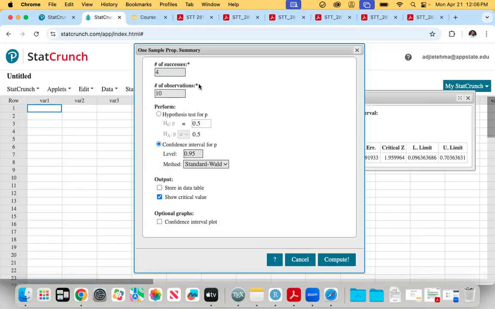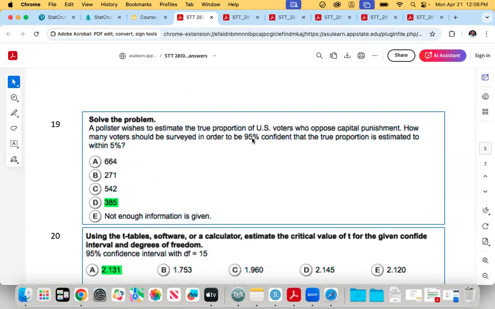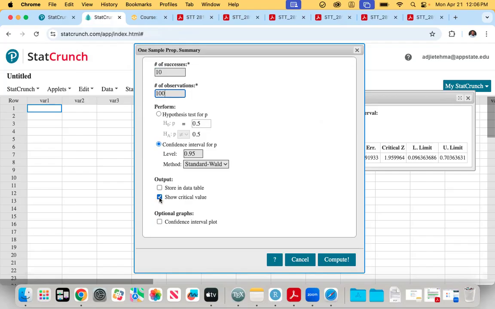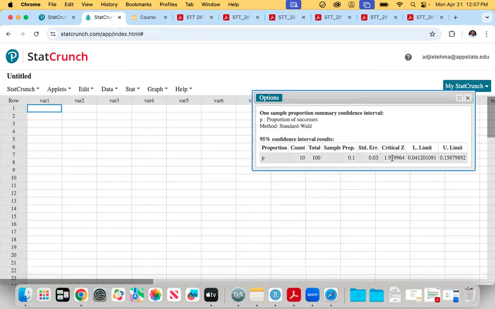Now look at something here. Let's say that Emma decides to put here 10 and here 100. What she has to do is make sure that here is 95%, which corresponds to this. And then click on show critical value. Same thing. It doesn't matter what you put in there, the critical value is the same. So I'm going to write that Z value down. Z is 1.959.